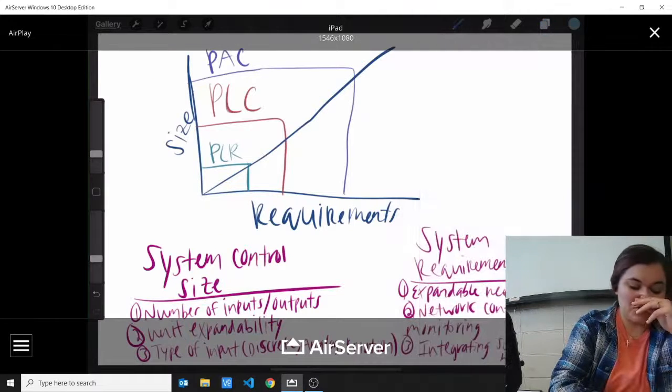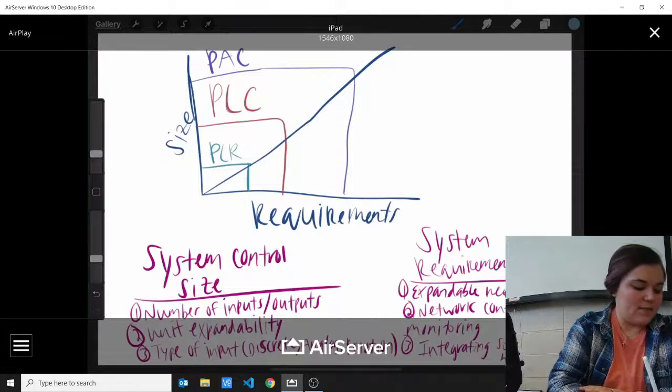So this is just a little diagram explaining the system requirements compared to the size of the system. Some system control sizes would be number of inputs and outputs, unit expandability, and type of input. So discrete, analog, and motion. We'll go over those in a minute. And then system requirements: expandable needs, network control, monitoring, and integrating software and hardware.